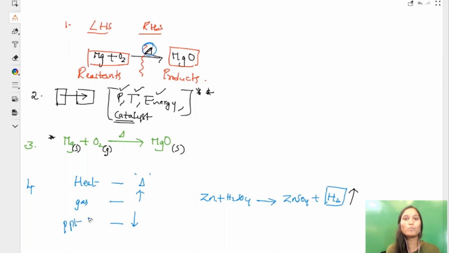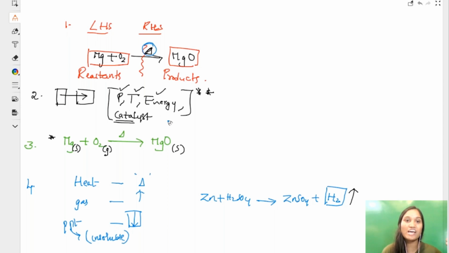PPT is a short form of precipitate. It is not PowerPoint presentation. It is PPT, precipitate in chemistry. And what is precipitate? Precipitate is nothing but some insoluble material which is formed after the reaction. If there is some precipitate formed, you represent a downward arrow mark. Right, guys? So these are the characteristics of a chemical equation.